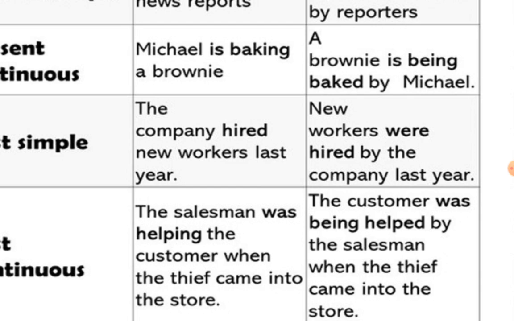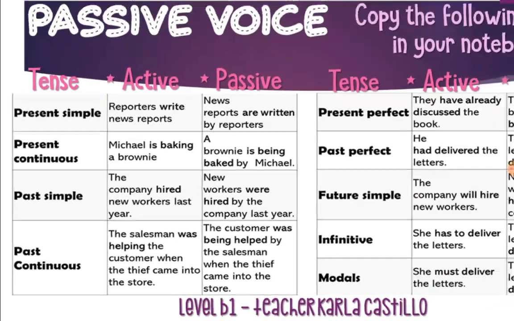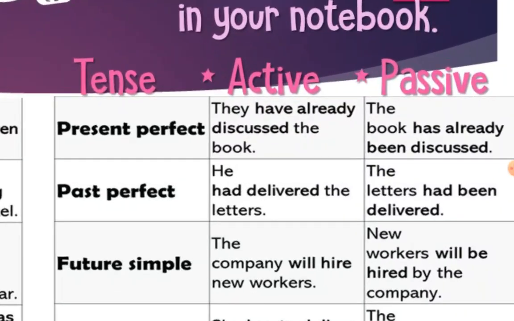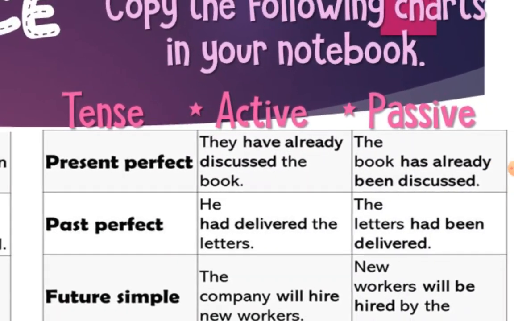Past participle, the past continuous. Everything you have to join it. The customer was being helped by whom? Okay, by the salesman. In this case, the rest of the sentence is going to remain: when the thief came into the store. Okay, that's why. Okay, now let's focus on the present perfect, which is the other column here.